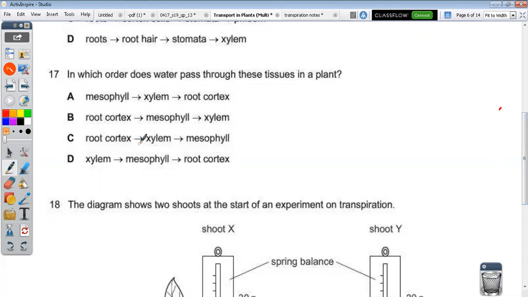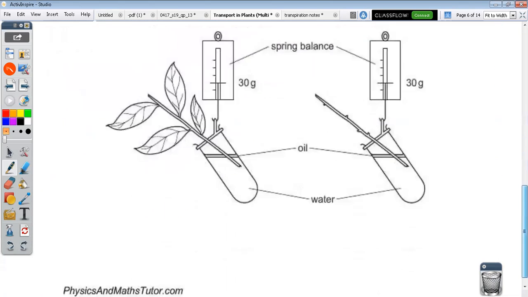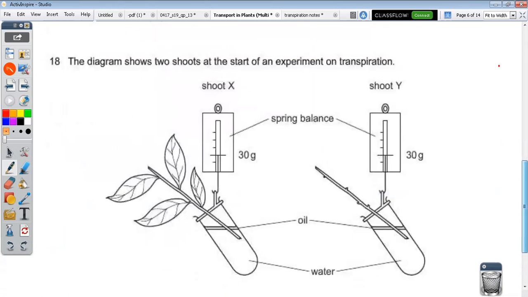So root cortex, xylem, and mesophyll has to be the end because it's in the leaf. Clear. The xylem starts away from the center of the roots. Now, let's see what they are investigating.